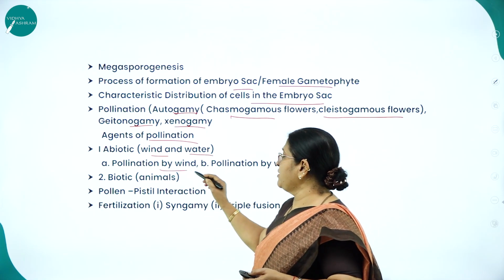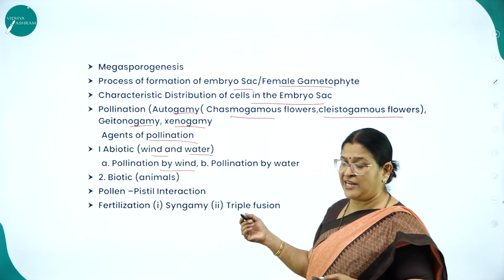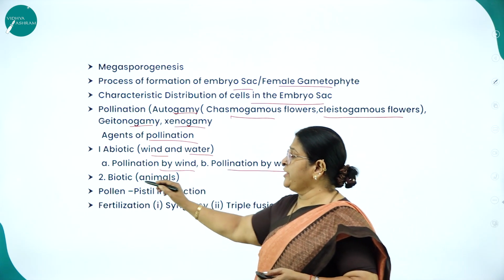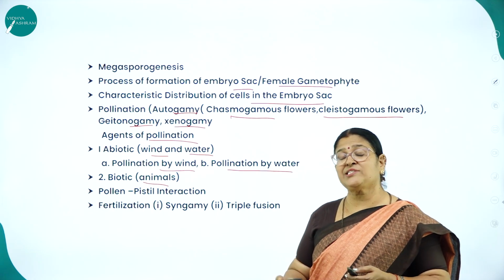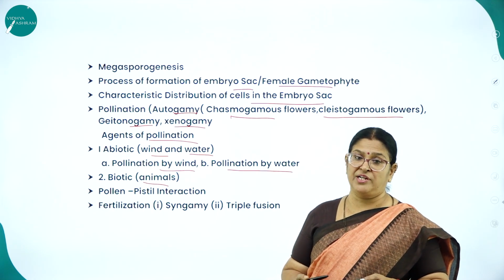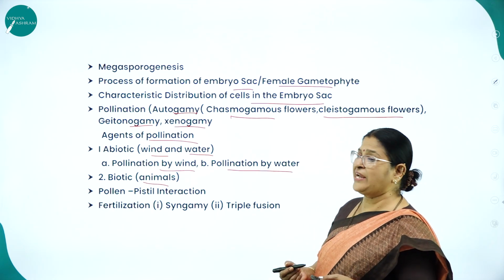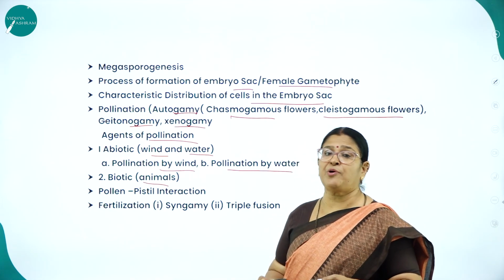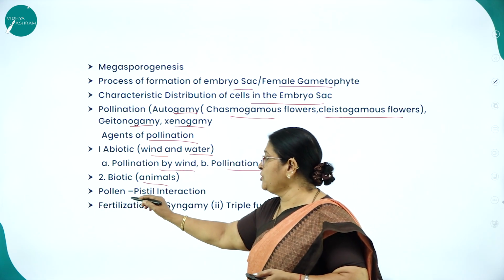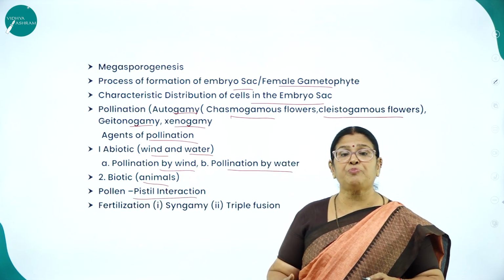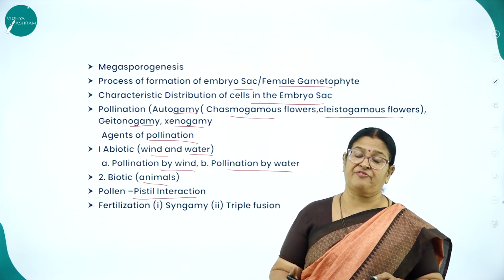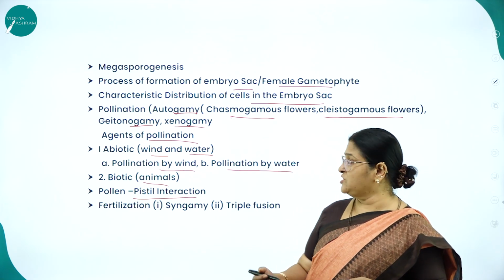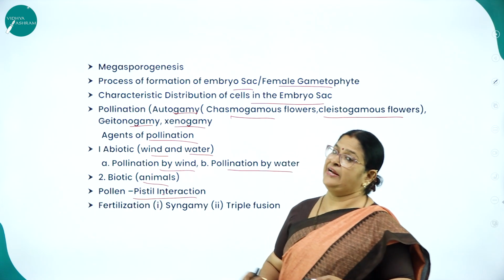Pollination by wind, as we all know, is called anemophily. Pollination by water is called hydrophily. Then biotic, that is the agent helping in the process of pollination is a living organism, mainly animals. And thereon a very important event has to take place, that is pollen pistil interaction. Once the pollen grains land on the stigmatic surface, the events that happen till the process of fertilization are called pollen pistil interaction.